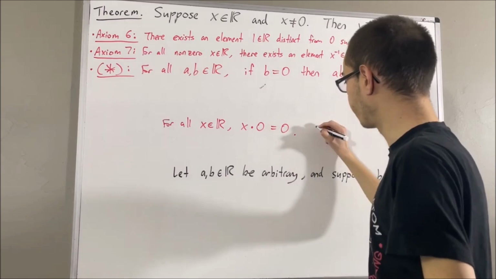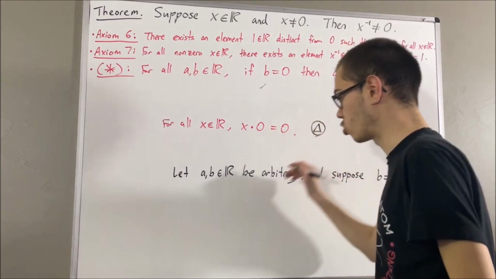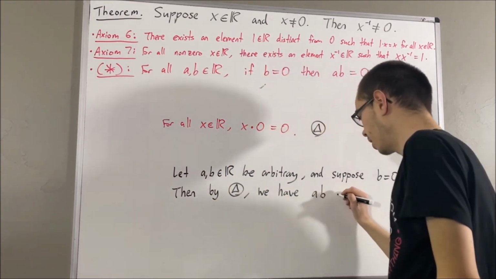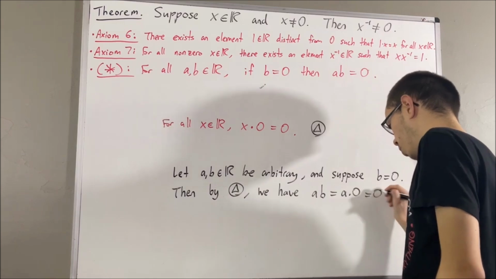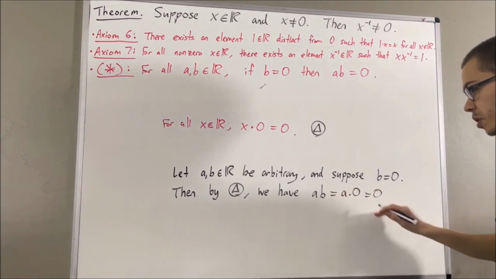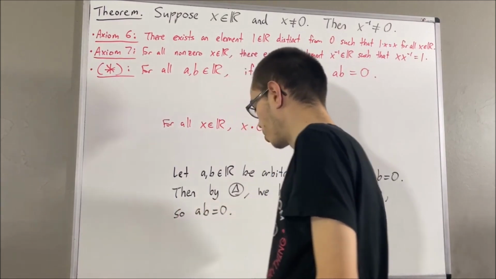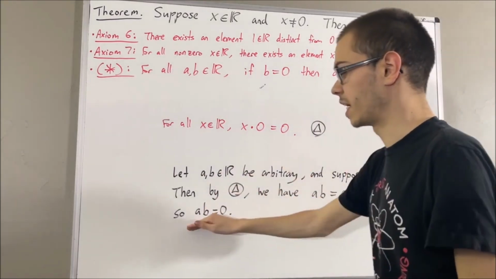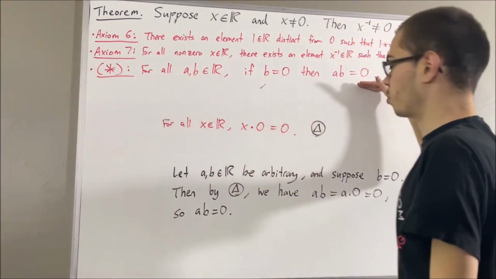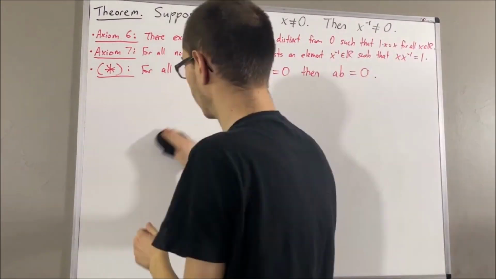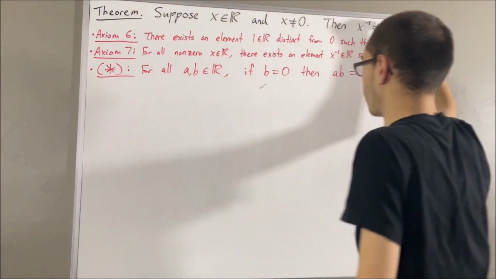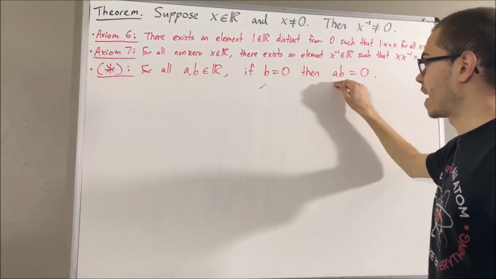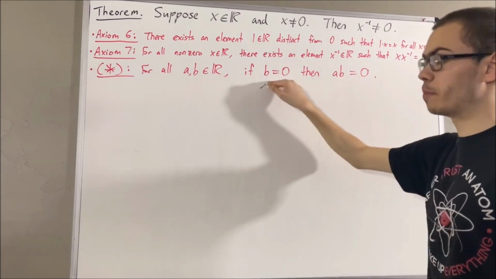Because if I call this fact triangle, then by triangle, we have a times b equal to a times 0, which is equal to 0. So a times b is equal to 0. So what we see here is, given any two real numbers a and b, if b is equal to 0, then a times b is equal to 0. So we have proven this statement. Now, what's going to be useful in proving this theorem is the contrapositive of this statement. That is, if a times b is not equal to 0, then b is not equal to 0.